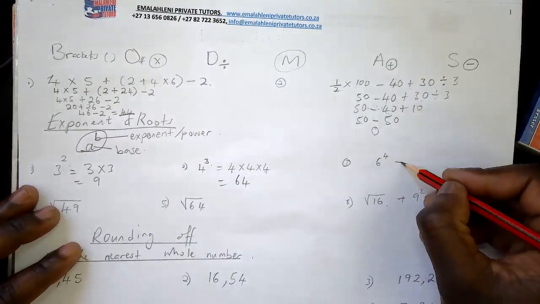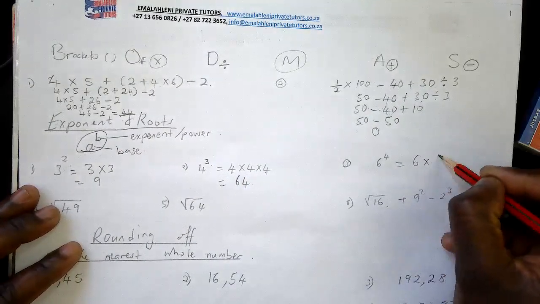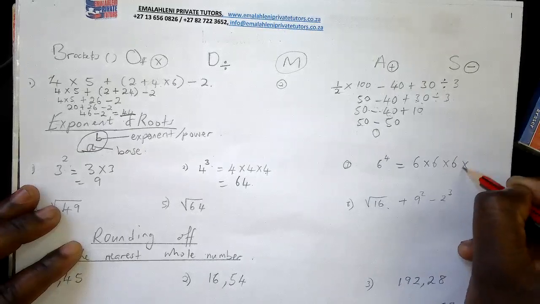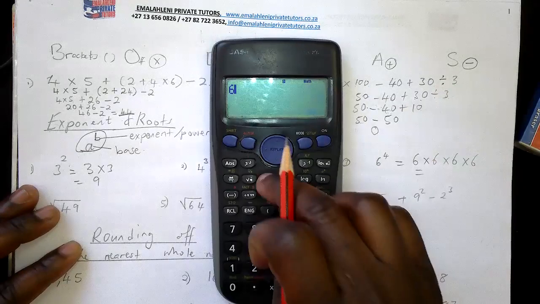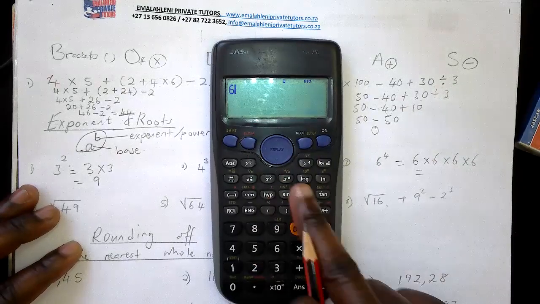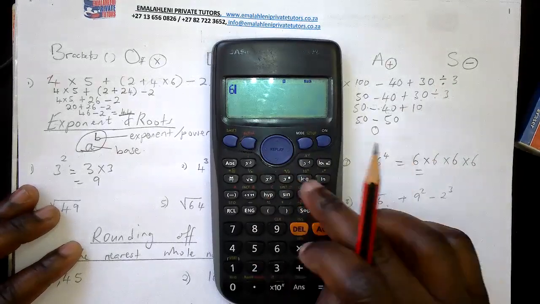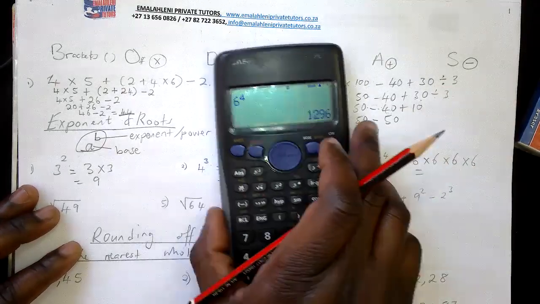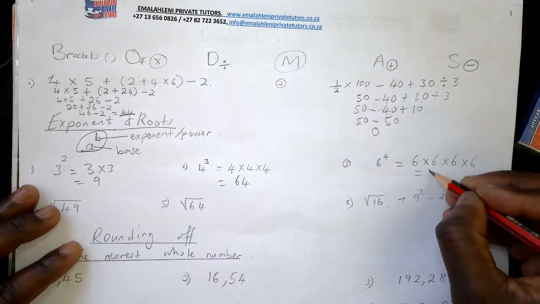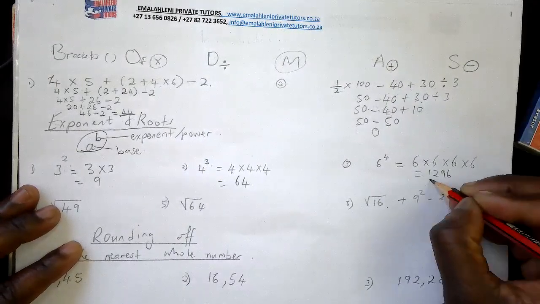Then we move on. 6 to the power 4 is 6 times 6 times 6 times 6. And what do we get there? We don't know the answer there. When you're punching your calculator, you punch 6, then where there's x, you punch the power of, then you punch 4, then you get 1,296. That's your answer there.